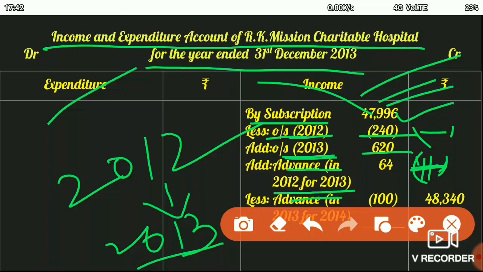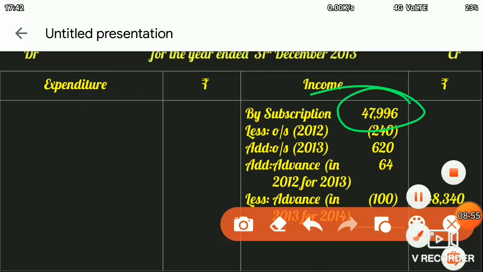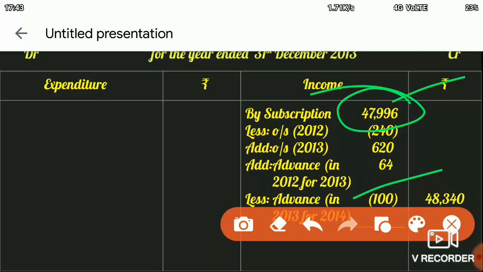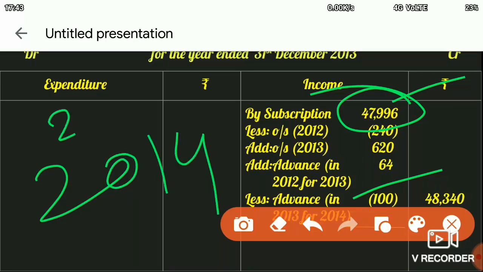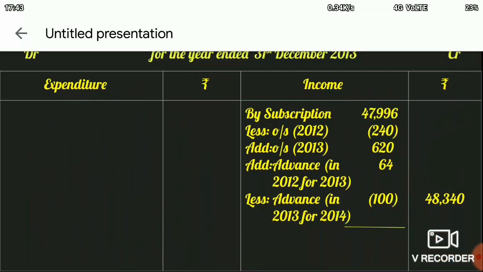Then we have an advance which is received in the current year, 2013. A cash of rupees 100 was received for 2014. So this amount is actually present in this amount of 47,996. So we need to remove this from the 47,996 because it belongs to 2014, which is received in 2013. So we are removing it. We are subtracting less advance, which is received in 2013 for 2014.